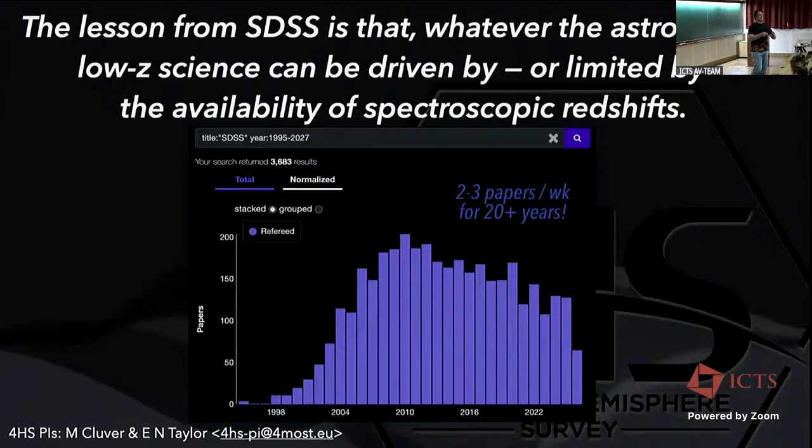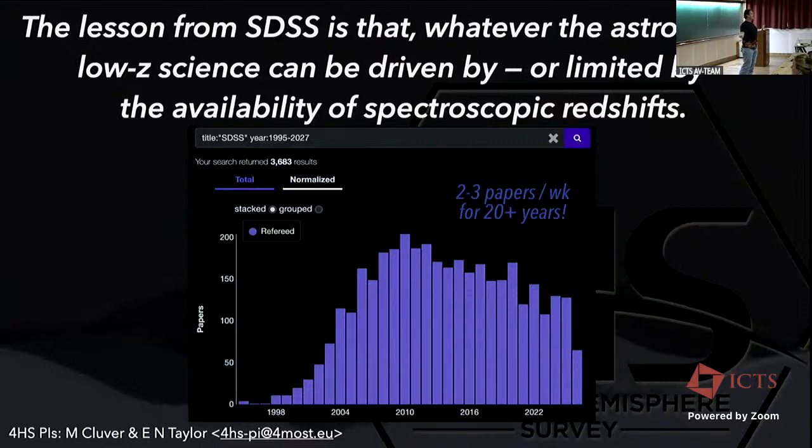So the starting point is low redshift science can be either driven by or limited by the availability of redshifts. The Sloan Digital Sky Survey was a cosmology survey that was supposed to measure BAOs. It got maybe 10 papers out of that, at a guess, but it got something like 3,500 other papers just by virtue of having redshifts, right?